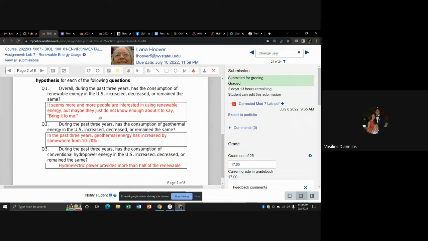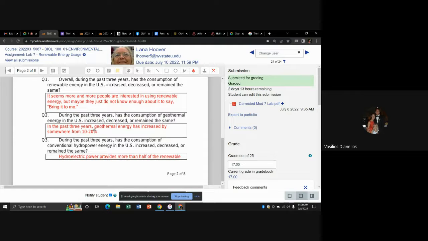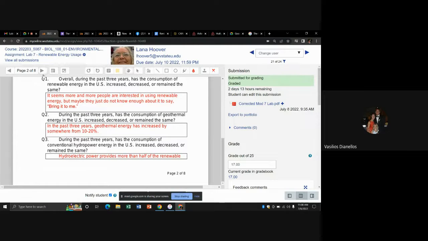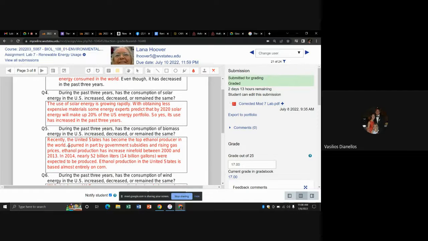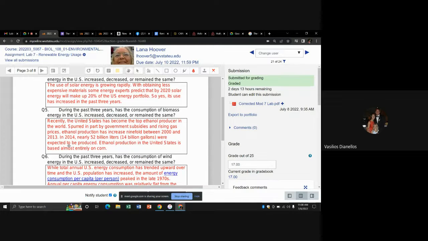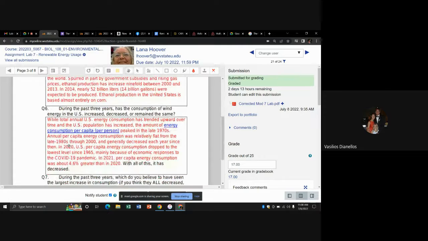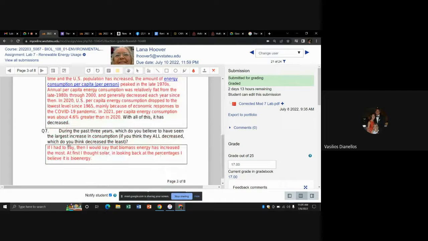Because like you said, you could have just put increase, decrease, stayed the same, but you justified your answer. And again, you don't have to, but I like it. I mean, some of the labs do ask you, hey, what is your hypothesis and why? But in this case, it doesn't. So anyway, good job on that. Do you have any questions about the hypothesis section before we move forward?